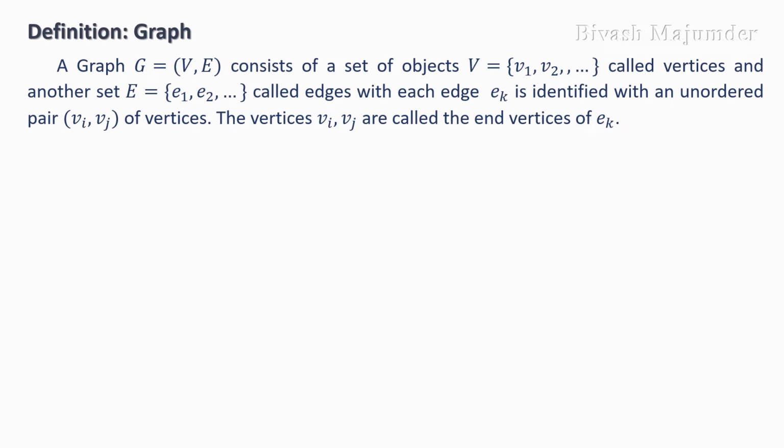Let us begin with the definition. A graph G consists of a set of objects called vertices and another set called edges, with each edge ek identified with an unordered pair Vij of vertices. The vertices Vi and Vj are called the end vertices of ek.